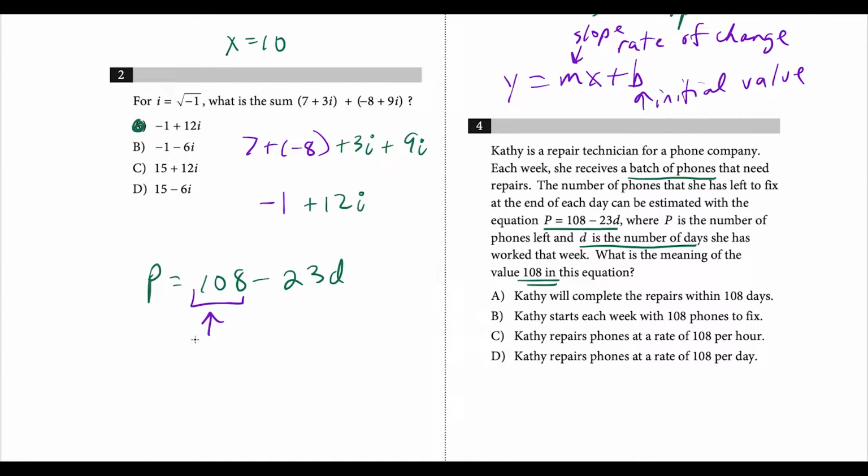So this is how many phones. This is our initial value, and in the context of the word problem, it's the amount of phones that Kathy starts with at the beginning of the week. So that means she has 108 phones to fix at the beginning of the week. The 23 represents how many phones that she could repair each day. So that means she could repair phones at a rate of 23 phones per day. So this is choice B.